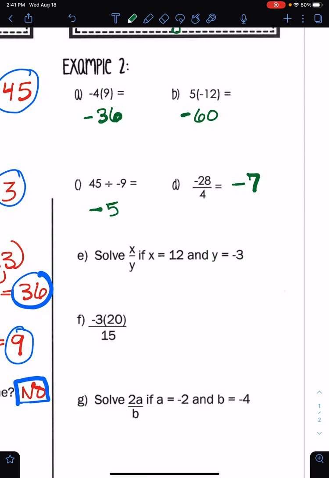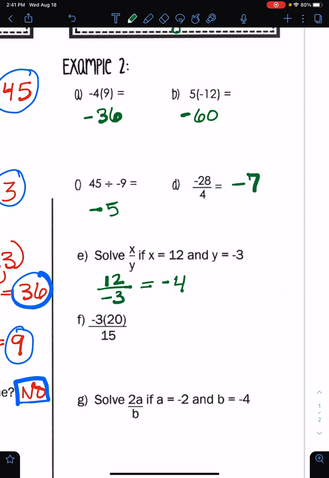Here's an example with an expression where we're going to replace the x and the y with 12 and negative 3. So instead of x, I'm going to write 12, and instead of y, I'm going to write negative 3. So I have a positive divided by a negative. 3 goes into 12 4 times, and a positive divided by a negative is a negative.